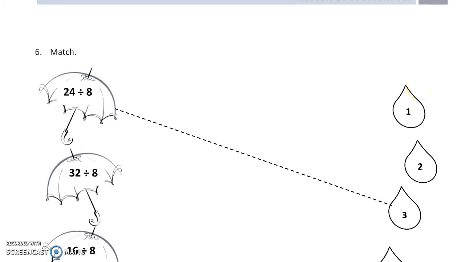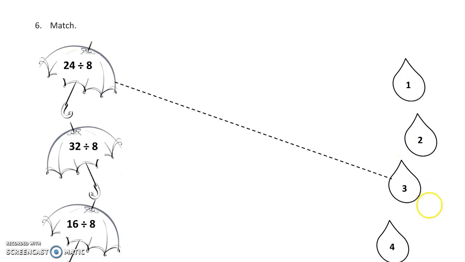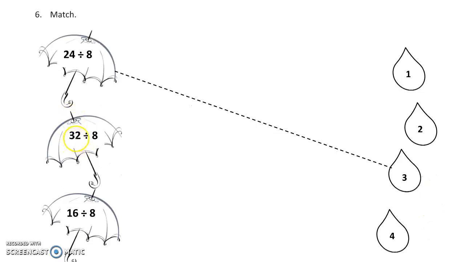Now we have to match the umbrella with the raindrop. So again, we're working with our 8 facts. So you can go back to that second page of the problem set to check your work. 24 divided by 8 is 3. Now I've got 32 divided by 8. That's more than the 24, so I know my answer is going to be more than 3. It's only more by 1 group, so my answer has to be 4.